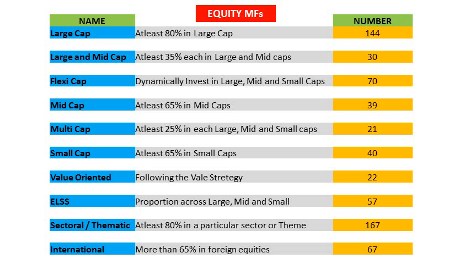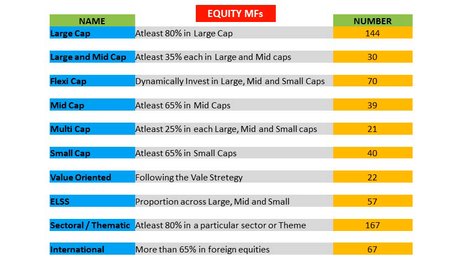Mid cap: at least 65% should be in mid cap. In the same way, small cap: at least 65% in small cap. If you see mid cap, 39 funds are there. Small cap, 40 funds are available in the market. Then another one is multi cap. You can choose whatever funds, but the limitation is at least 25% in each of large, mid and small caps. The number of funds is 21 as of today in the market.